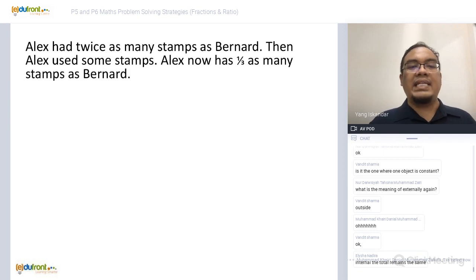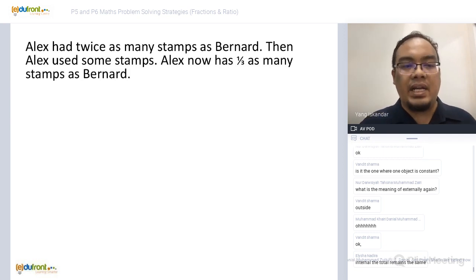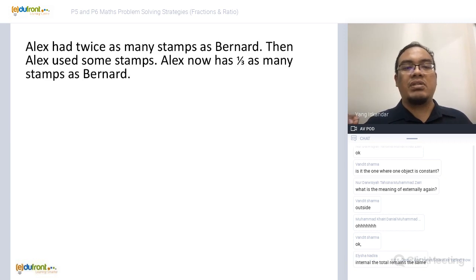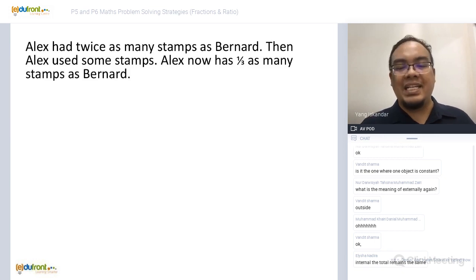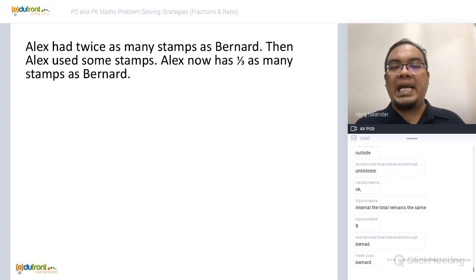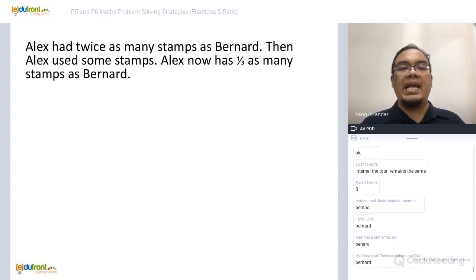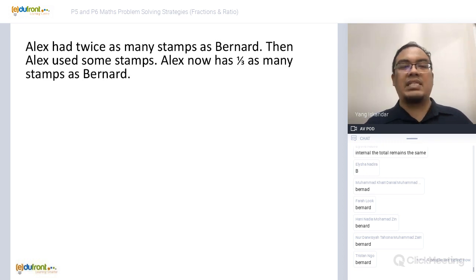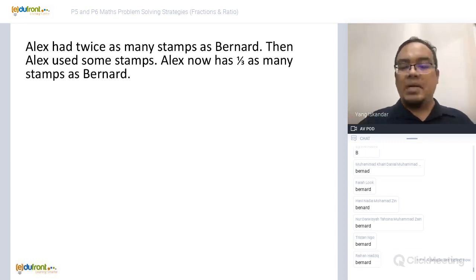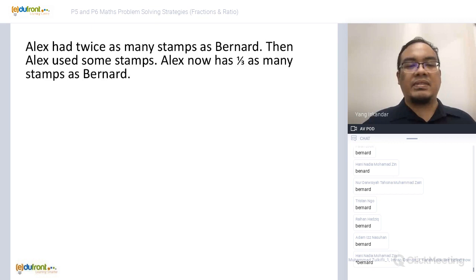Okay, Alex had twice as many stamps as Bernard. Then Alex used some stamps. Because of this, Alex now has 1/3 as many stamps as Bernard. Now, can you tell me who is unchanged here? Bernard or Alex? Bernard, correct or not? Because in this question, they say that only Alex used some stamps, not Bernard. So Alex is the one that is changed, but Bernard is unchanged.